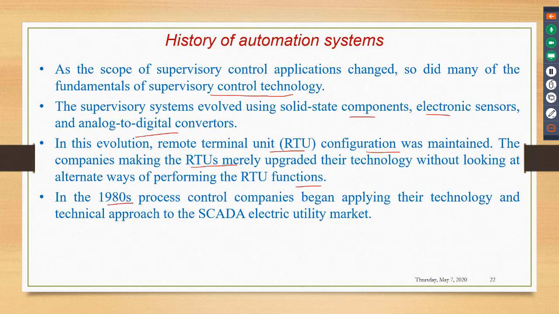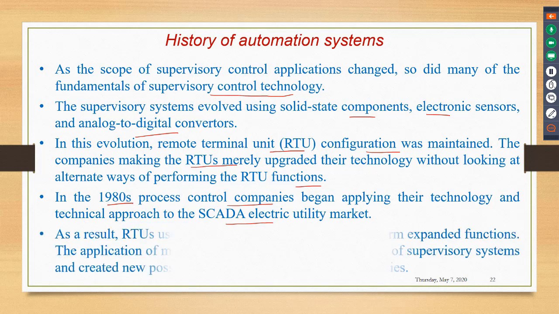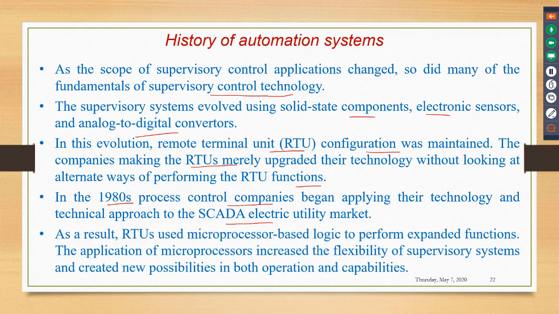In the 1980s, the process control companies began applying their technology and technical approach to the SCADA electric utility market. As a result, RTUs used microprocessor based logic to perform expanded functions. The application of microprocessors, in fact, played a very important role here. It increased the flexibility of the supervisory systems and created new possibilities in both operation and capabilities.